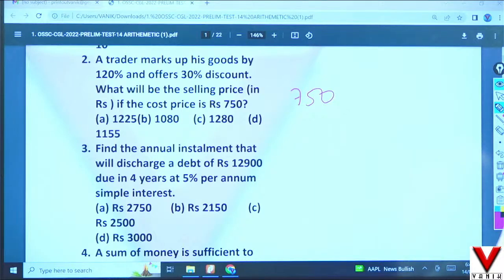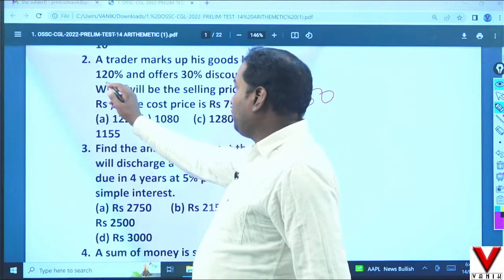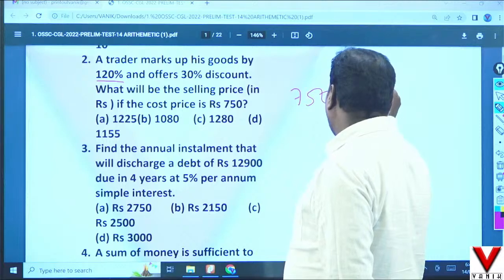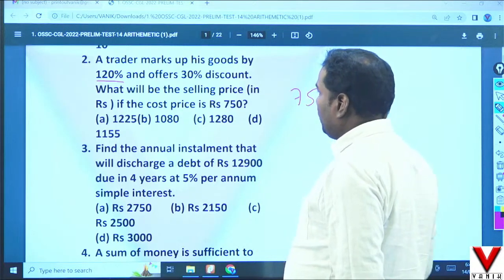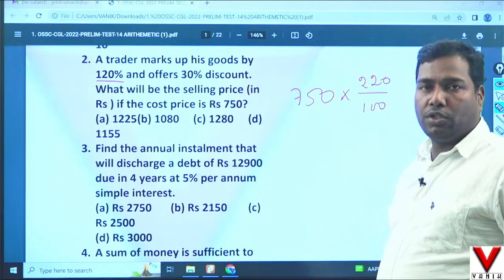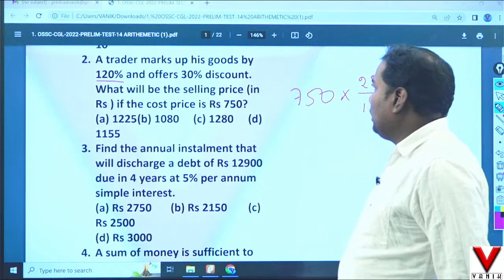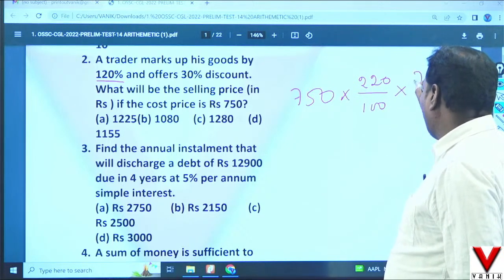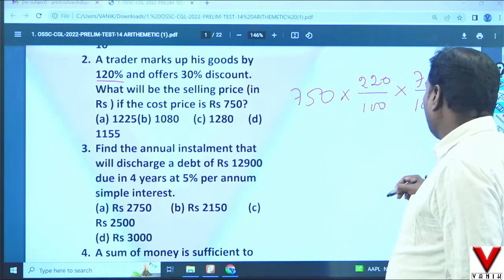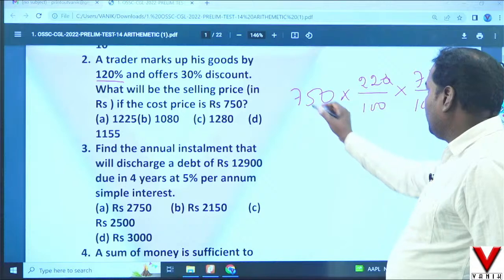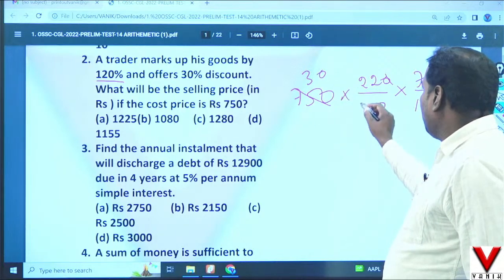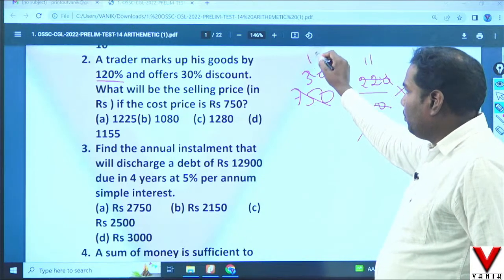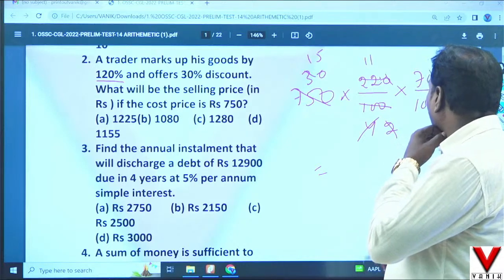Then a trader marks up his goods by 120%. Then mark price is into 220 by 100, because mark price increases 120%, that means 220 by 100. Then offers 30% discount. 30% discount means 70 by 100. Then zeros cancel. Then 25 3 ja, it is 30. Then 25 4 ja, 4 it is 2 and it is 11. Then 2 it is 15. 15 into 11 into 7.